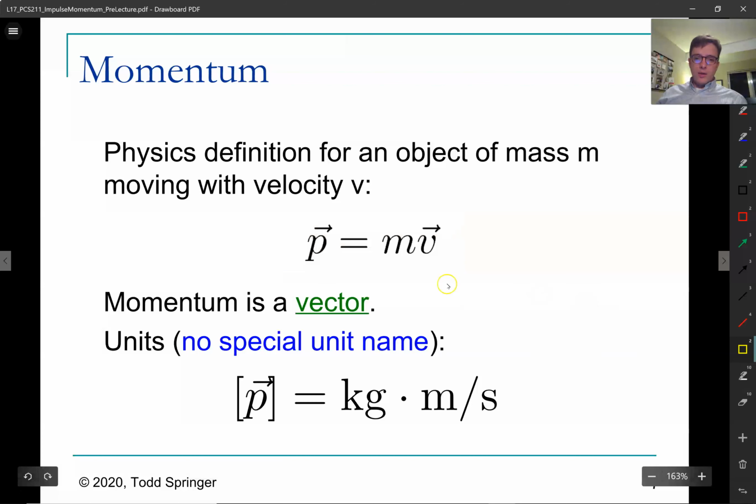Make sure that you are aware that momentum is a vector. I've got the arrow on top of the p and the arrow on top of the v. v is a vector, as you know. So the direction of the momentum is the same direction as the velocity. The units of momentum are the units of mass times the units of velocity, so it's kilograms times meters per second. Unlike energy, whose units are kilograms meters squared per second squared, which we call a joule, there's not really a special name for momentum. We just usually write kilograms meters per second.